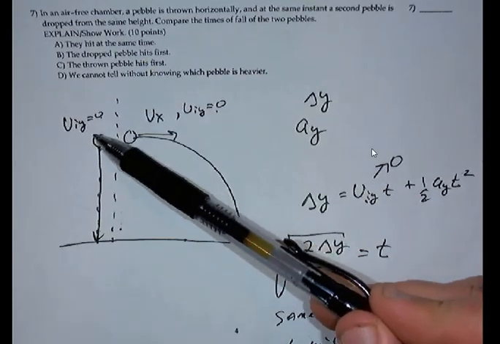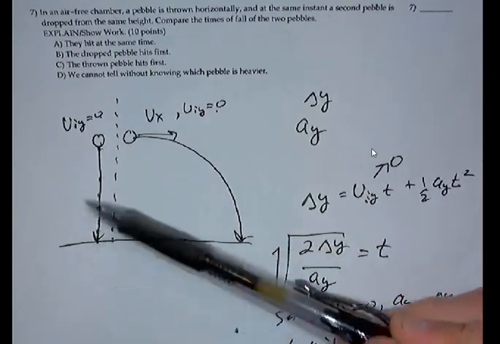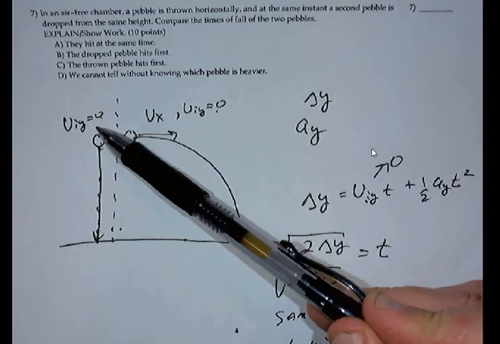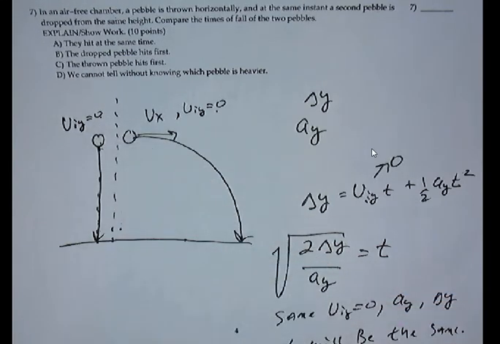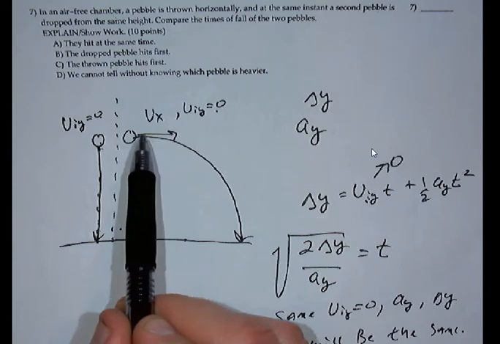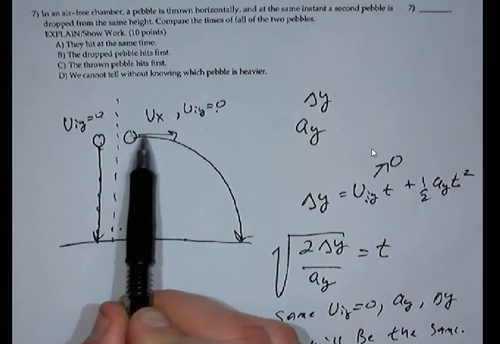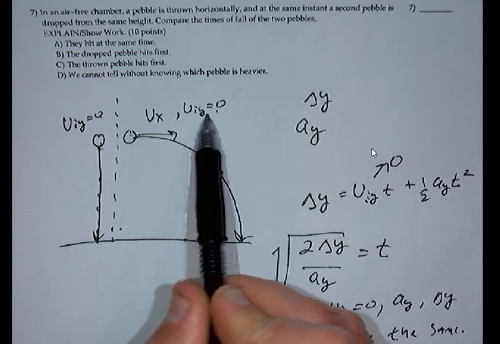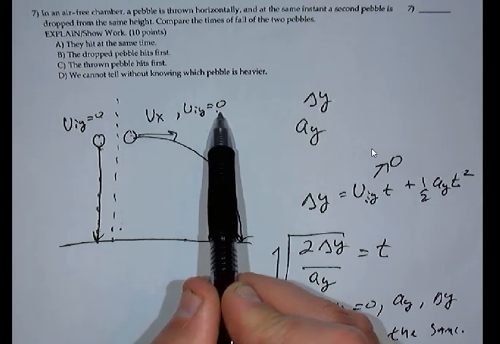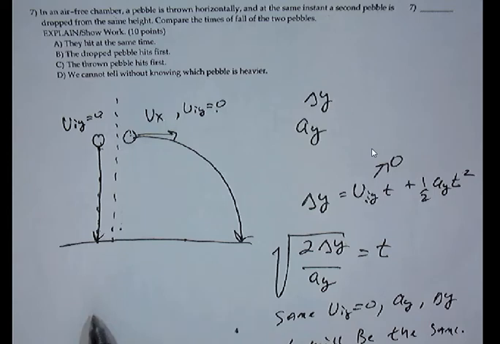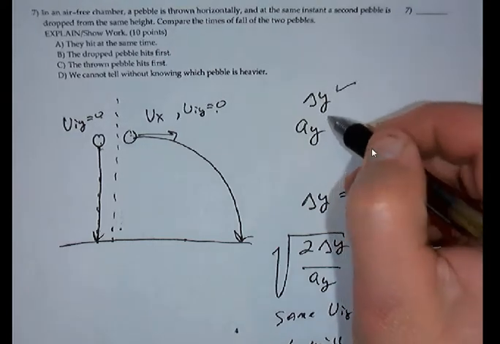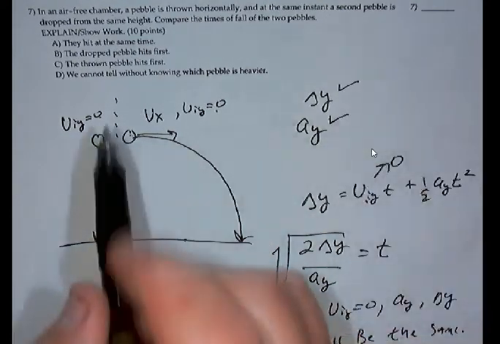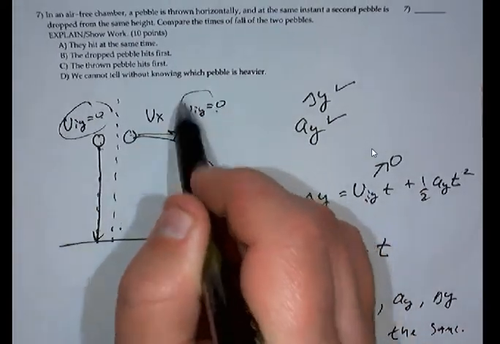One, I'm just dropping straight down. The initial velocity is 0, in the y direction, also the x direction. The other one you throw horizontally. So throwing it horizontally also means that the initial velocity in the y direction is equal to 0. It only has x velocity, and they're thrown from the same height. So this is the same. They're both in free fall. The other thing that is the same: the initial velocity in the y is 0.